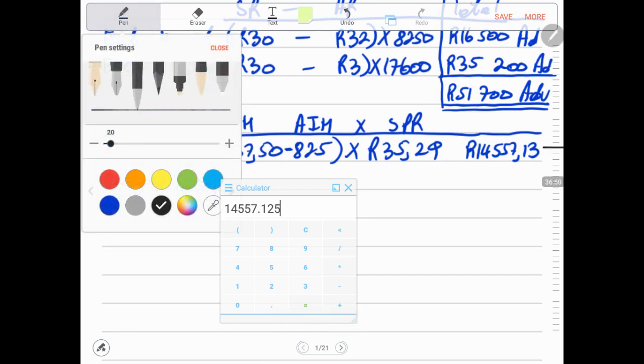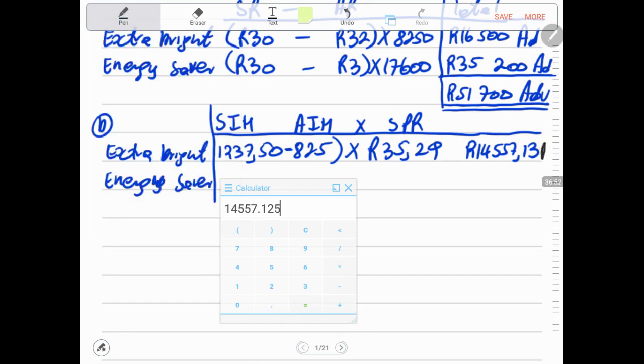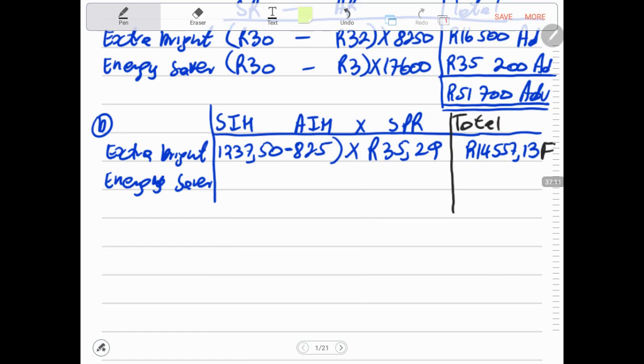The reason why this variance is favorable, there is my F visible, is because we have spent less time idling than was expected. So now this will be the total column. Apologies for my writing. My writing has never been good. That is the reason why the variance is favorable.